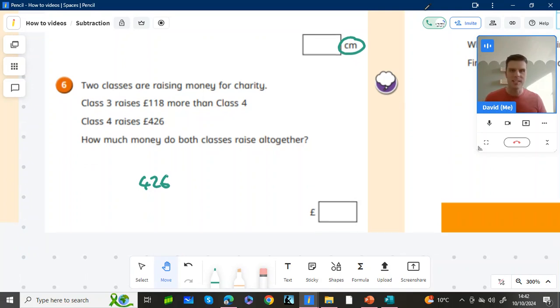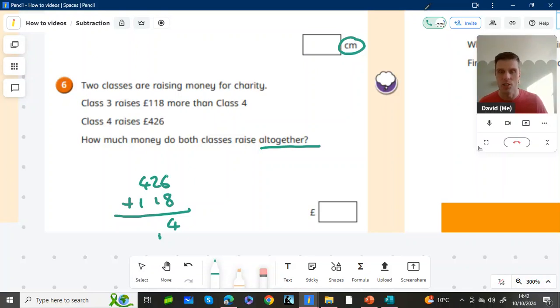We're going to answer question 6, which threw me because it says altogether, which is an add. Class 4 has 426, class B has 118 more. So we need to add those together. I know this is subtraction, but I don't like leaving blanks. So we're going to add them together. 6 plus 8 is 14. So I put 4 in the ones column and a 10 underneath. The 2 plus the 1 is 3, plus the 1 we carried forward makes 4. And 4 plus 1 is 5.